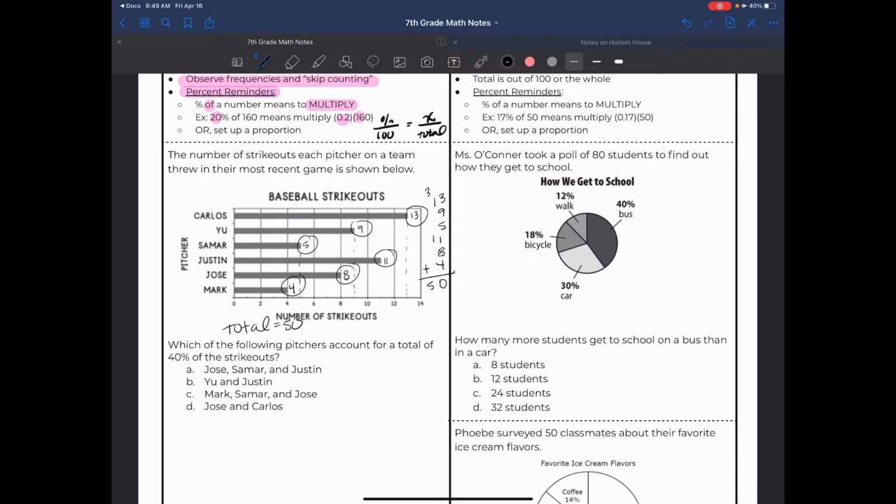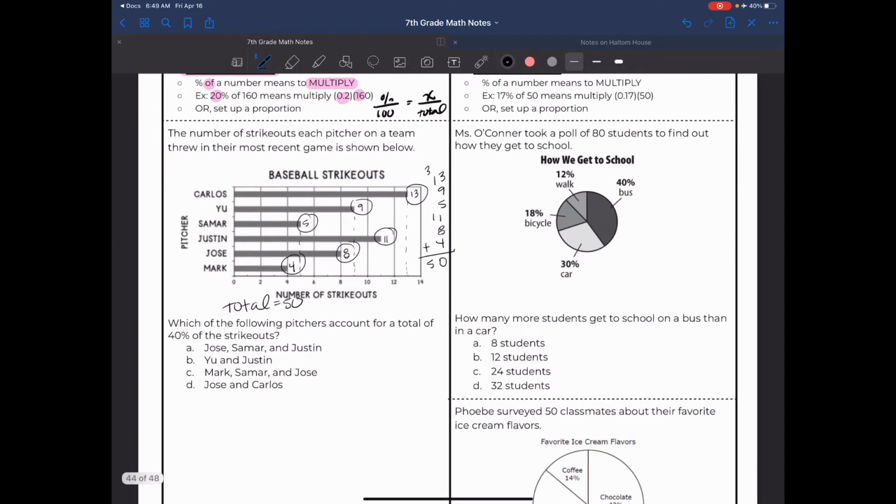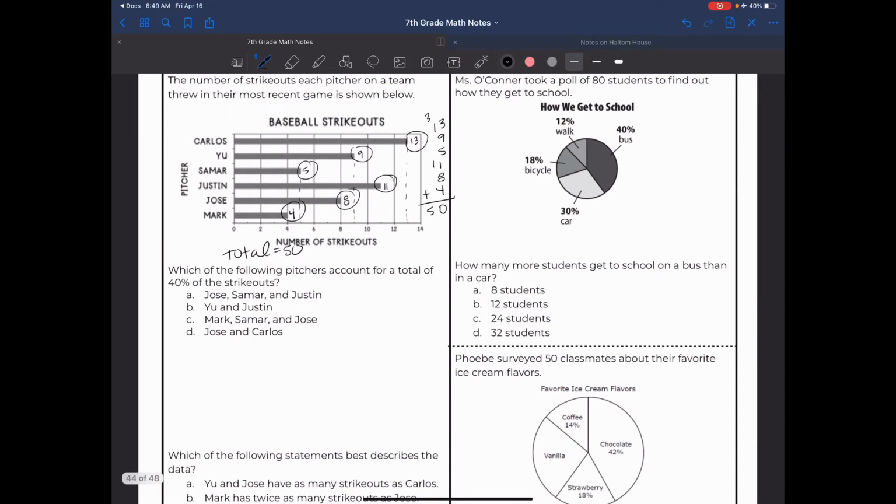All right, question number 1. Which of the following pitchers, and yes, I'm now moving on to the question because I found everything I possibly can from the graph without reading the question first. All right, which of the following pitchers accounts for a total of 40% of the strikeouts? Okay, so since I'm trying to find 40% of 50, what is 40% of 50? I know 50 is my total because it says 40% of the strikeouts in my question. So I can just multiply 0.4 times 50.